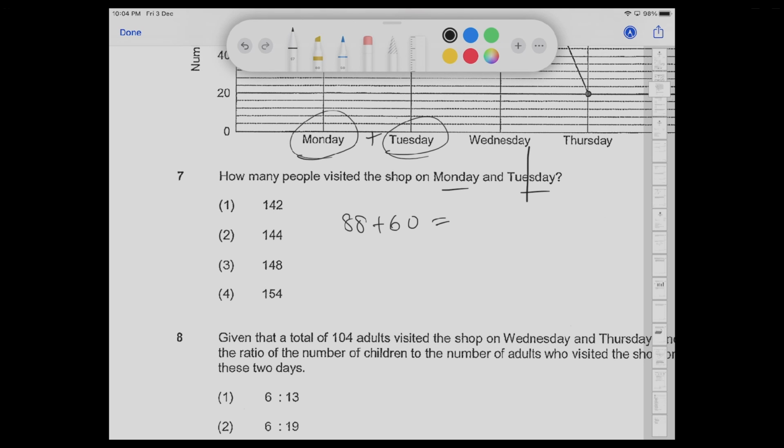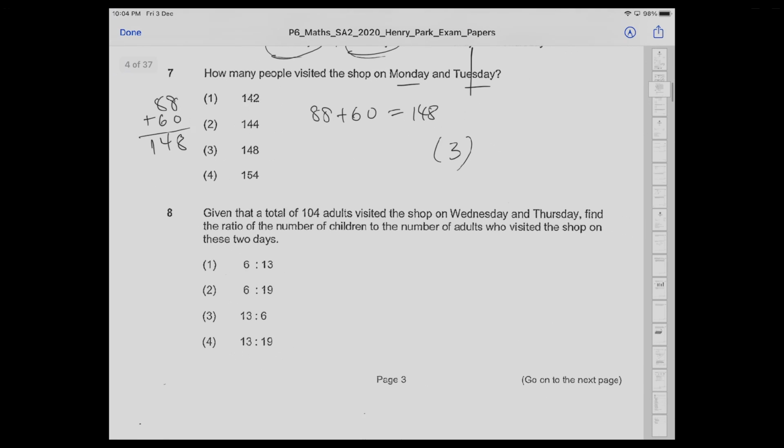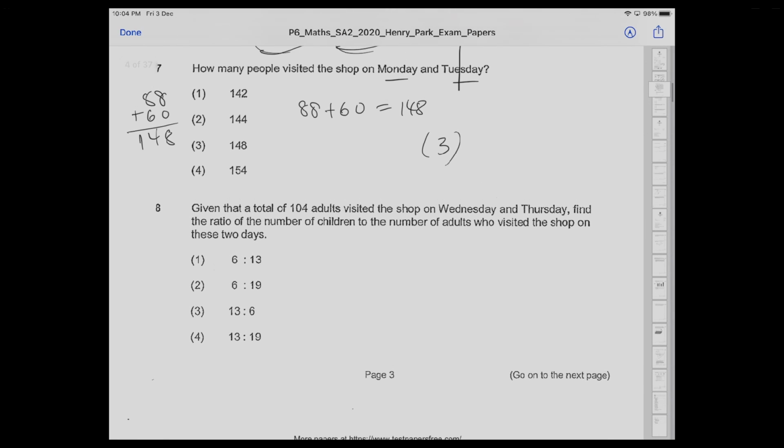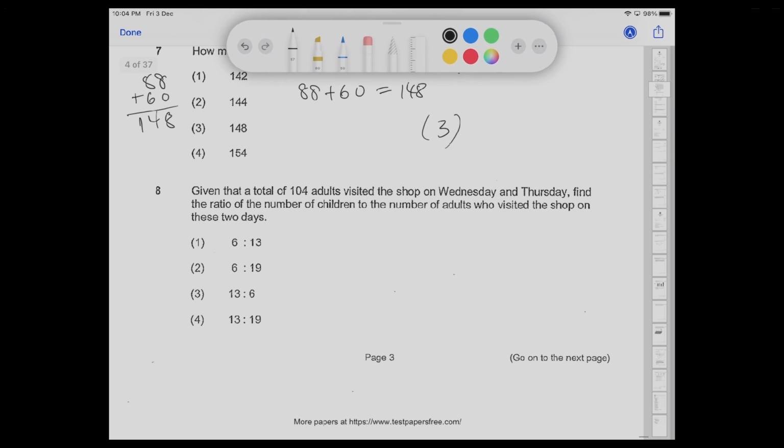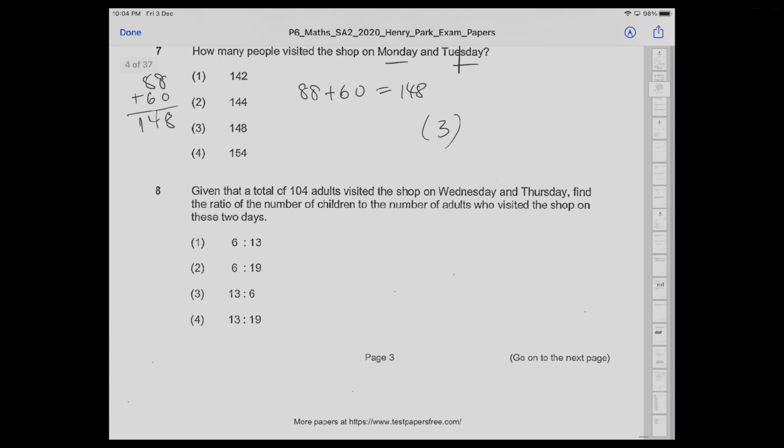88 plus 60, you can do your addition table if you like, but it'll get you 148. Number 3 is the answer. Let's look at question 8. Given that a total of 104 adults visited the shop on Wednesday and Thursday, find the ratio of the number of children to the number of adults who visited the shop.